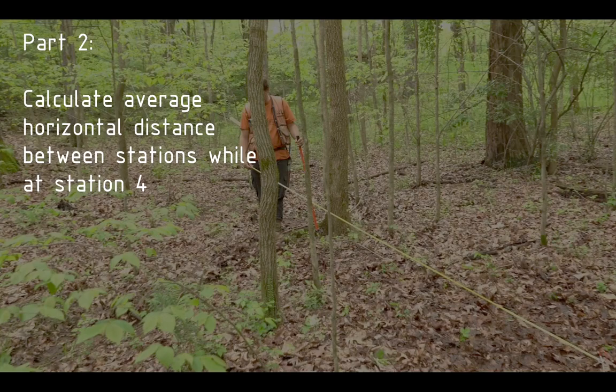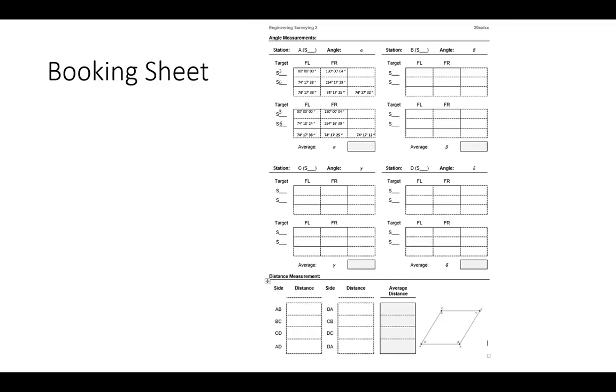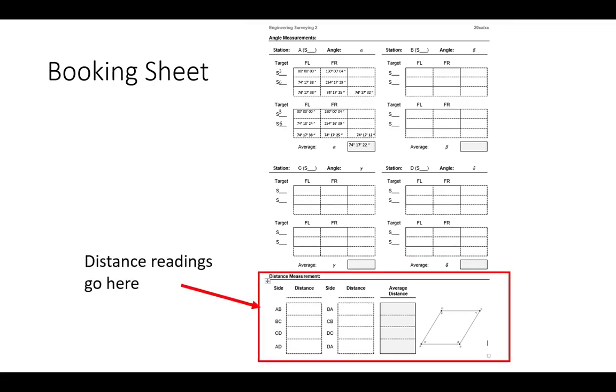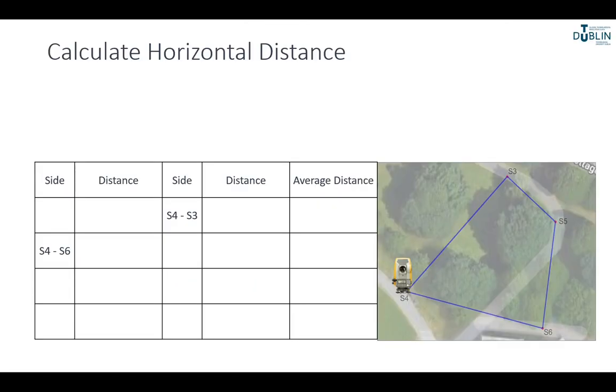So now we'll move on to part 2, where we're going to calculate the average horizontal distance between stations. So if we go back to our booking sheet, we're going to be using the bottom portion of the booking sheet to record our distances. So next we're going to calculate the horizontal distances. We're going to mark in the sides on the booking sheets as shown below.